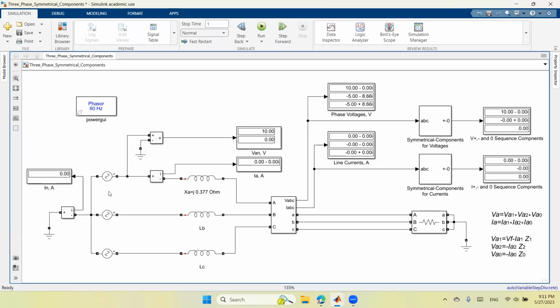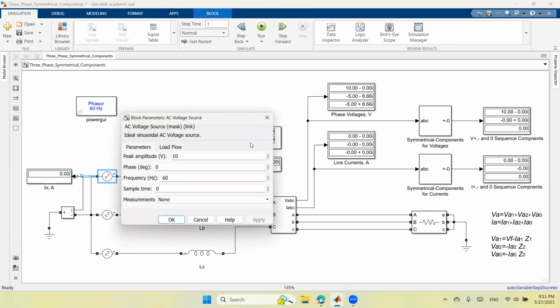After that, I installed a three-phase system. A three-phase source can be built from three single phase sources, or a three-phase system. Here I'm using three single phase sources. So I'm using AC voltage source. For phase A, I'm selecting the peak magnitude to be 10 volts. I'm selecting the phase angle for A to be 0 and the frequency to be 60 hertz.